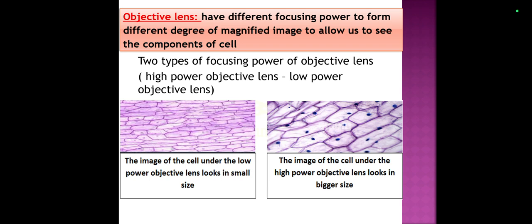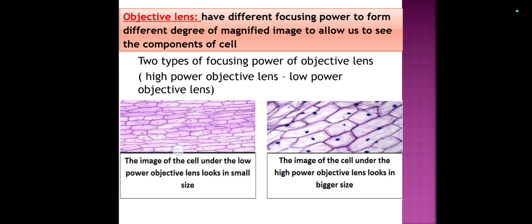As you can see in the picture on the right, here we have a high power objective lens that looks bigger, because we use high focusing power for the objective lens. We can see the cells in a bigger size, so we can also see the components of the cell. But if I use a low power objective lens, I will see the cells like in the other picture, in a small size.